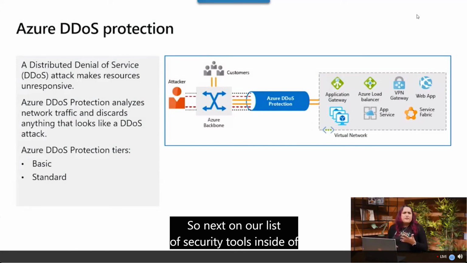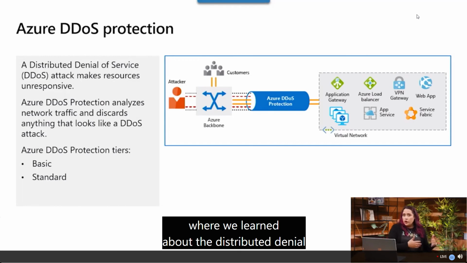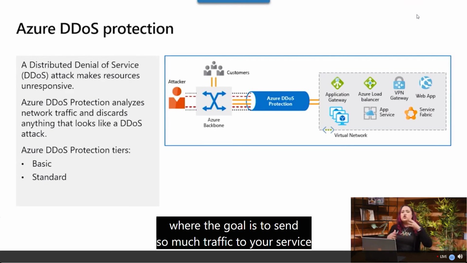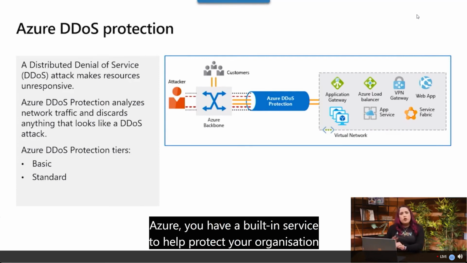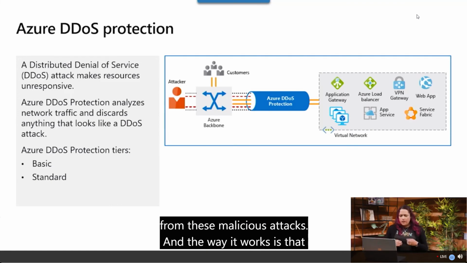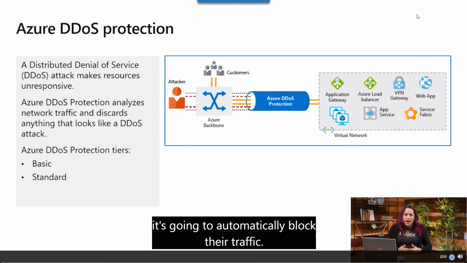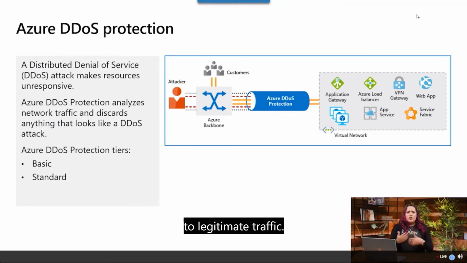So next on our list of security tools inside of Azure is our DDoS protection. Remember in Module 1 where we learned about the distributed denial of service attacks, where the goal is to send so much traffic to your service that it gets overwhelmed and fails? Well, inside of Azure, you have a built-in service to help protect your organization from these malicious attacks. And the way it works is that Azure is monitoring the traffic that's coming into your network. And once it recognizes an attacker, it's going to automatically block their traffic. But it's going to leave your network open to legitimate traffic. That way you're not facing any type of service interruption for your customers.